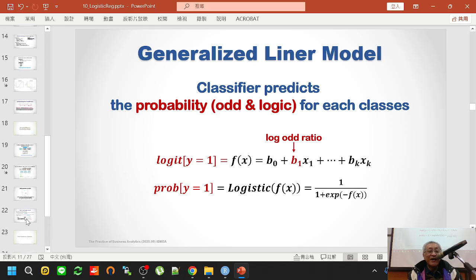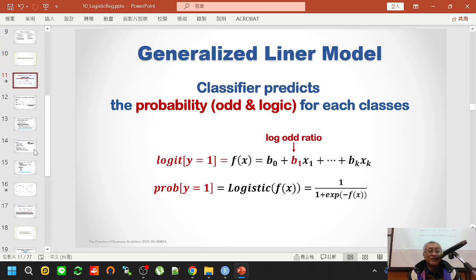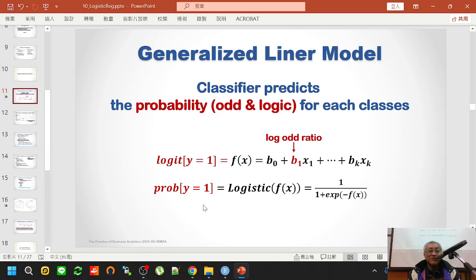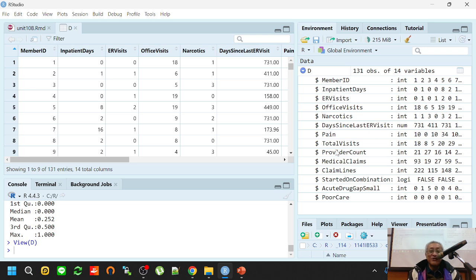Okay, so they are actually the diabetes patients. This data is kind of like diabetes policy owners. Okay, and the poor care means that the medical care in this patient is no good.